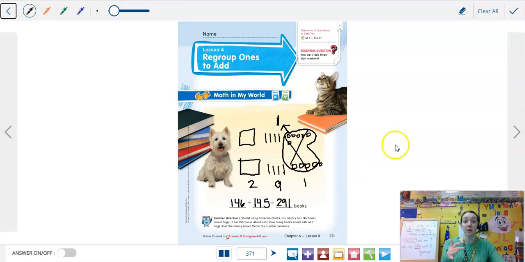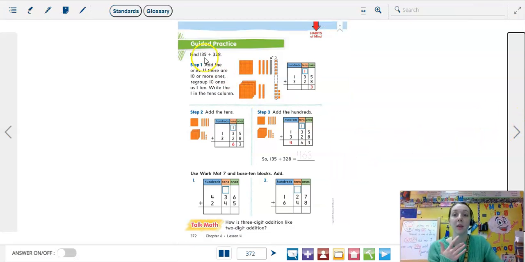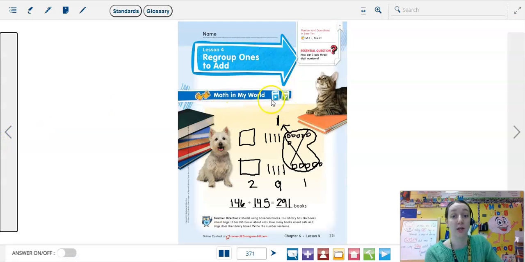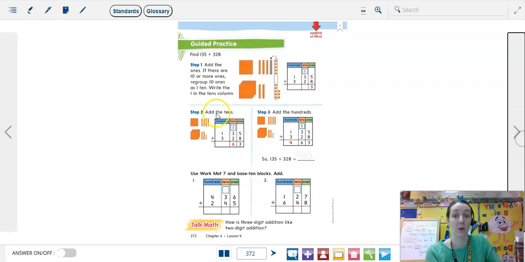Okay, so let's talk about that in a little more detail. So we're going to find 135 plus 328. Okay, so first, step 1, add the ones. You always start with the ones. If there are 10 or more ones, you're going to have to regroup 10 ones as 1 ten. Just like what we did here. We took those 10 ones, made them a 10 stick. So we took 10 ones, made them 1 ten. Write the 1 in the tens column. It's what's called carrying the 1.